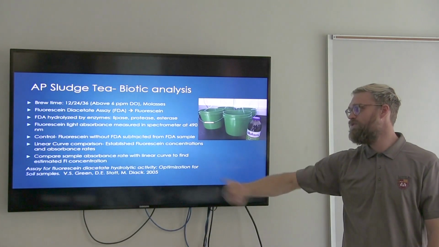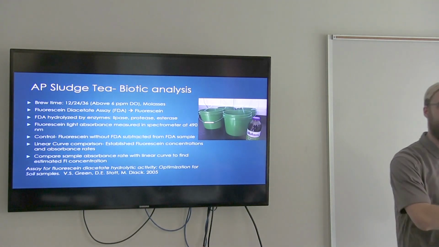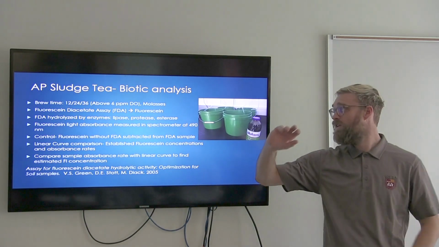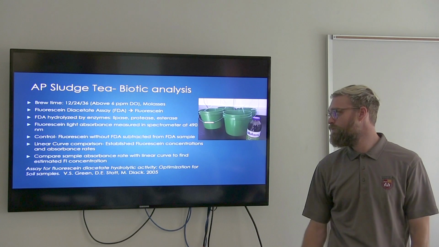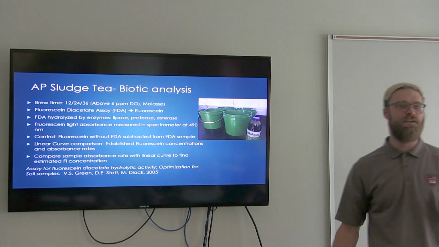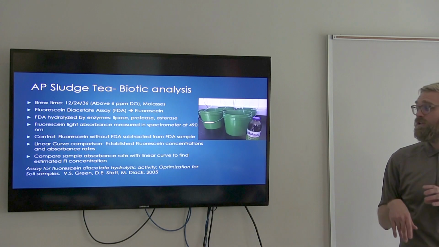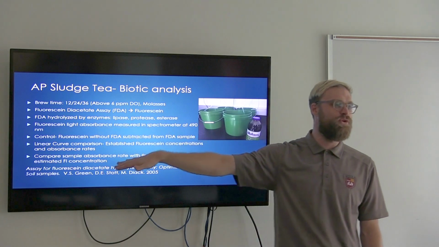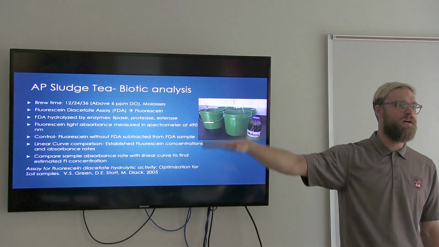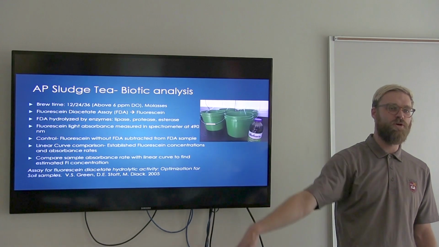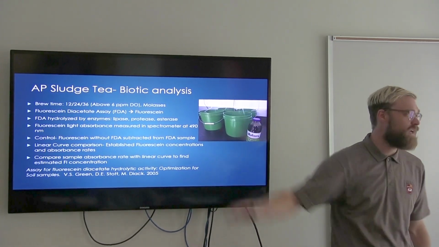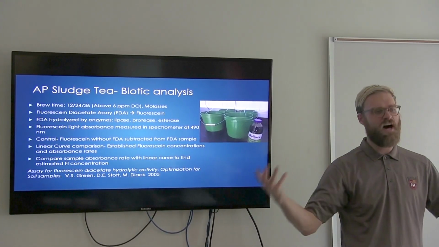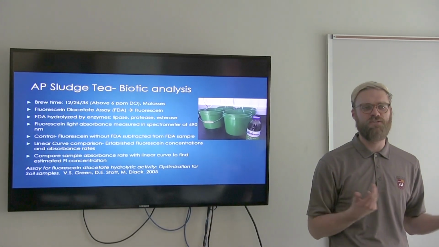In order to do that, you have to establish what's called a stock curve comparison. So you have to have known fluorescein concentration and light absorbance, so that when you are getting your final readings from the spectrometer, you then can correlate that to your stock curve to understand what the concentration is in each sample. So we are trying to figure out how long do we brew this sludge tea in water in a high oxygen environment to produce the most microbial biomass that could then be put into a soil environment to have the most quantified, beneficial fertility in an outside soil environment.